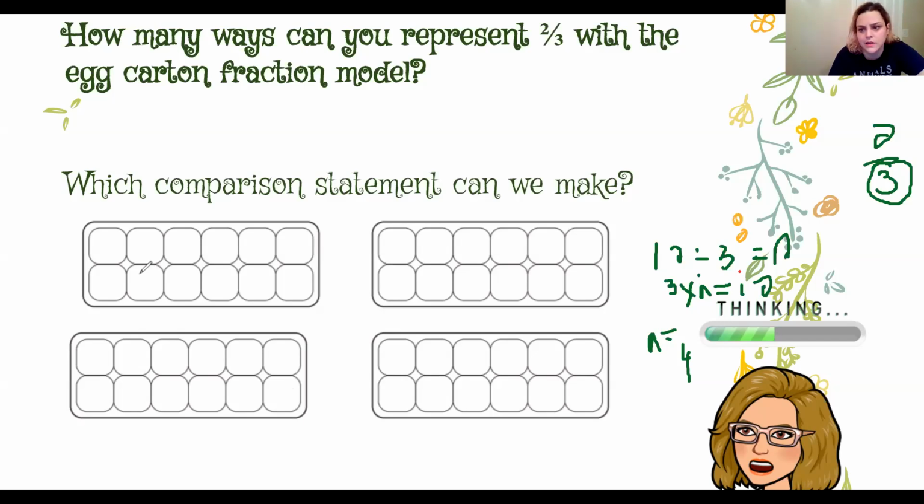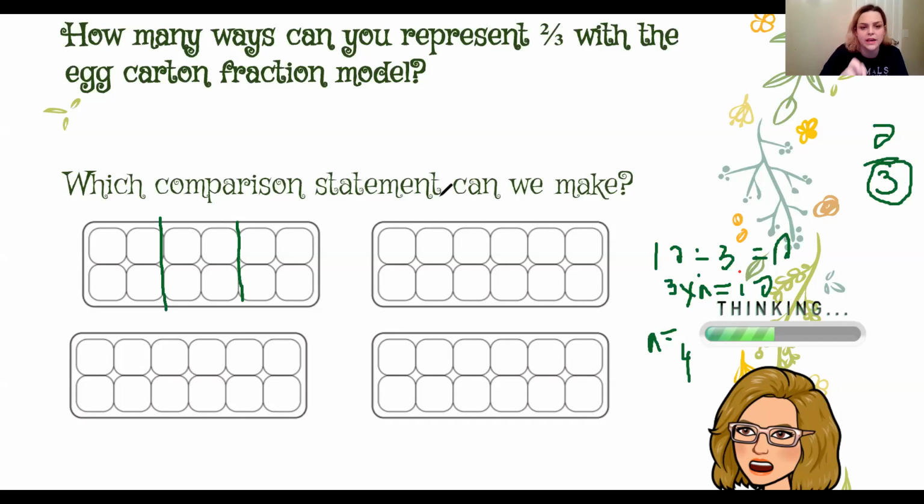So let me see. 12 divided by 4. So in each part, I'm going to have 4 eggs. And if you notice, if I were to delete this line down the middle, it would look like thirds, right? Now I need to make sure I have 2/3. So imagine I don't have this line down the middle. I'm going to represent, or I'm going to shade in 2/3 of the eggs.